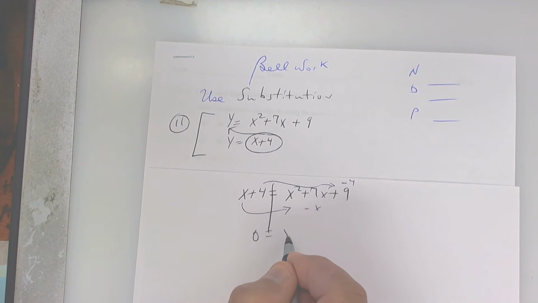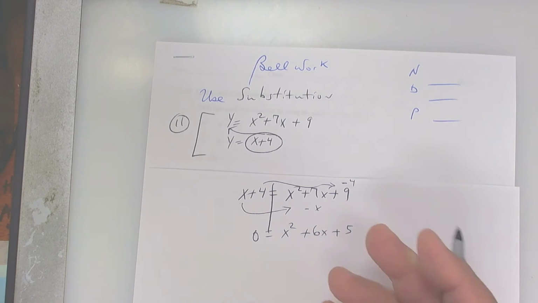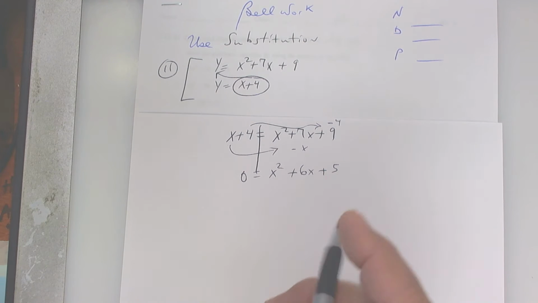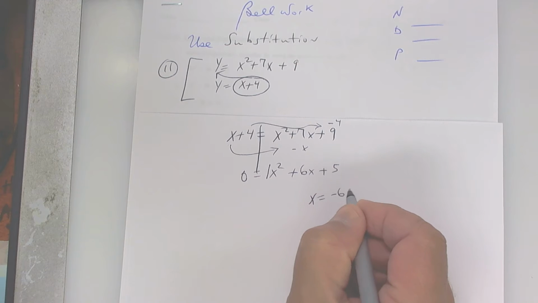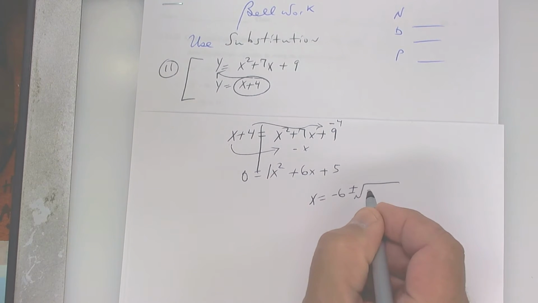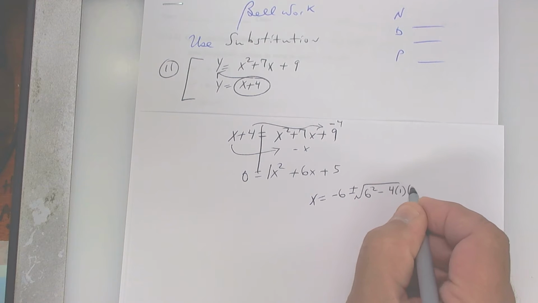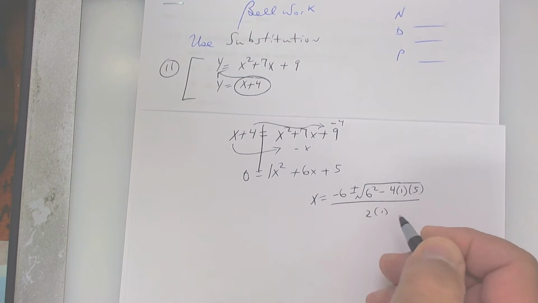That gives us x squared plus 6x plus 5. Now, since it's a quadratic equation, you have to use the quadratic formula. So you're going to say x equals negative b plus or minus the square root of b squared minus 4 times a times c, all divided by 2 times a. Let's see how this works out.